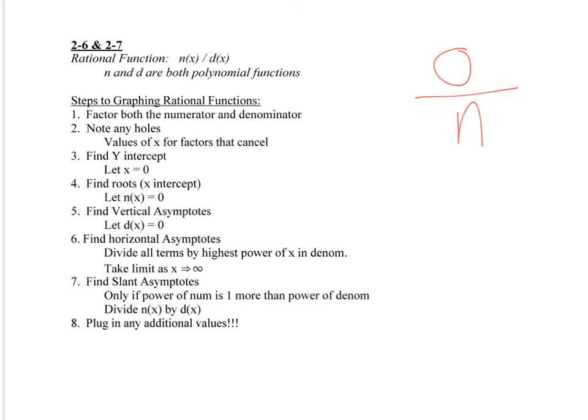There are times when we will not have a horizontal asymptote. Instead, we're going to have a slant asymptote, a horizontal asymptote that is on a slant. That's going to happen when the numerator has a power of 1 more than the denominator. Then lastly, we're going to plug in any additional values to get our graph.